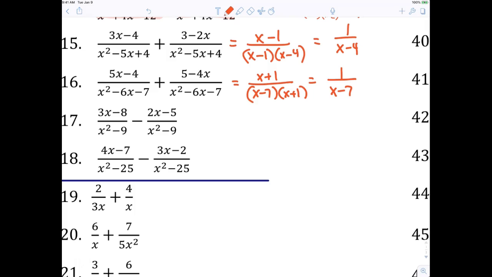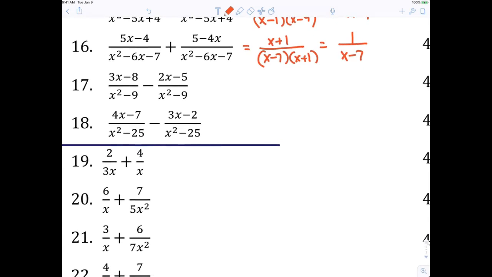Ava, did you do one? No. All right, you're up. So, this one, change all the signs. Yes, good job, kiddo. So now what? x minus 3. Good. And then it factors to x minus 3 and x plus 3. Beautiful. Then you get 1 over x plus 3. I'm happy with that.